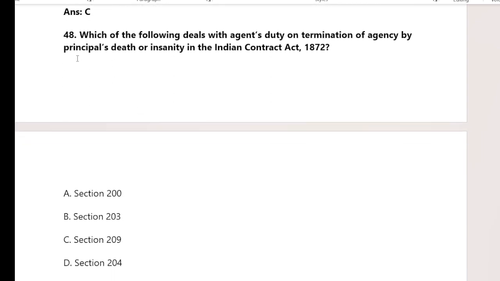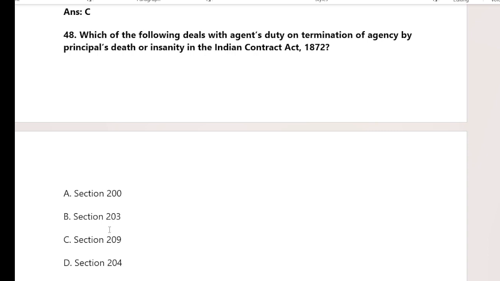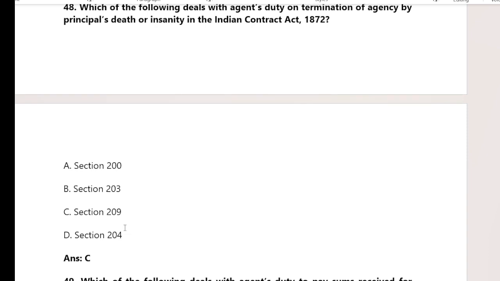And the next question is, which of the following deals with the agent's duty on termination of agency by the principal's death or insanity in the Indian Contract Act 1872? Option A is 200, option B is 203, option C is 209, and option D is 204. And the right answer is Section 209.